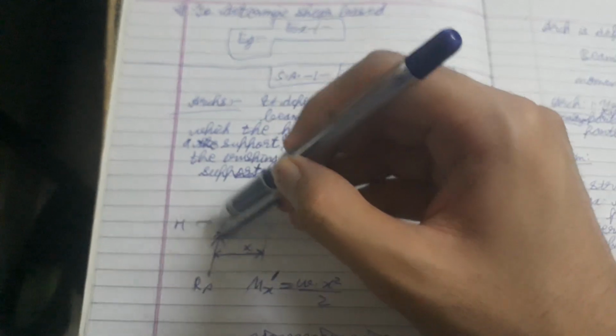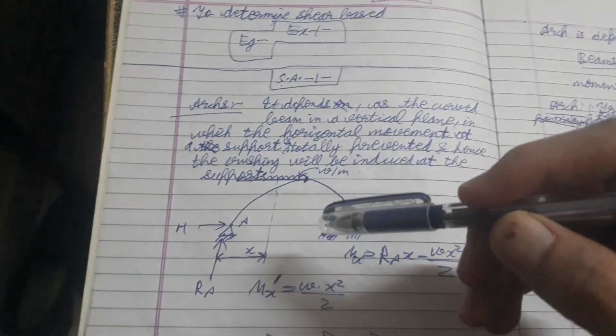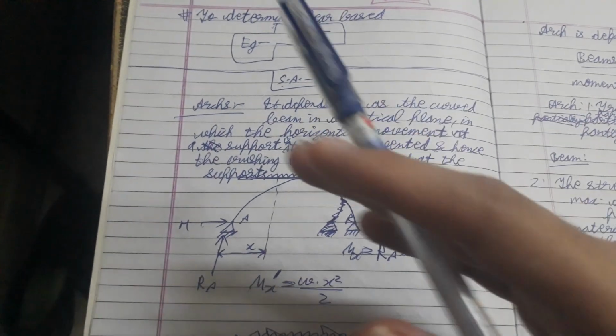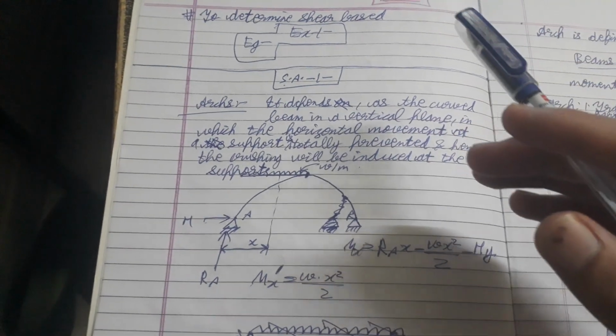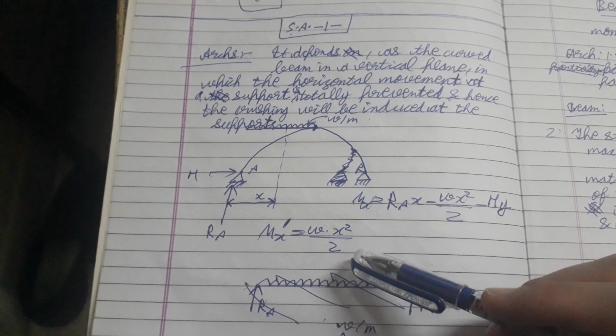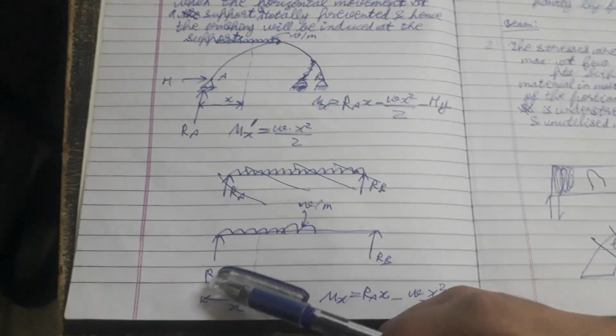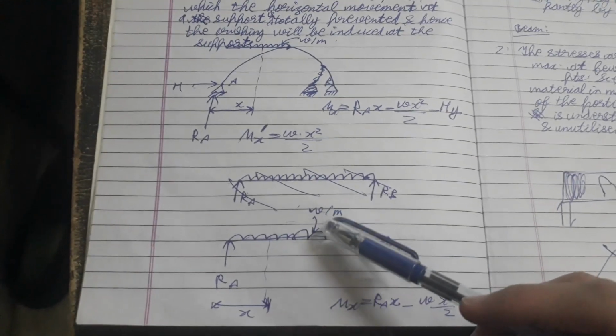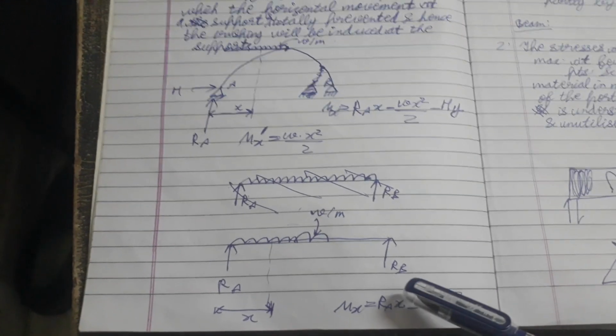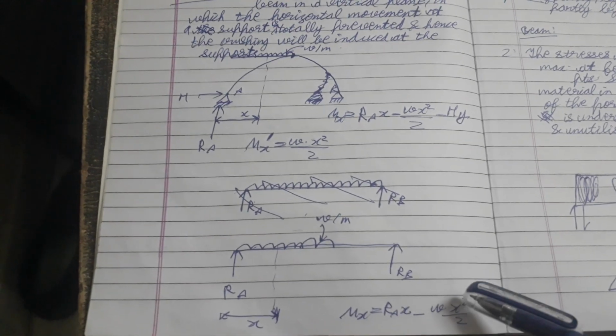Since it makes the concavity downward, for concavity downward the bending moment is negative, and for concavity upward the bending moment is positive. Mx dash is equal to W into X square by 2. Here, this is RA, this is X, this is W per unit meter. This is Mx is equal to RA into X minus W X square by 2.